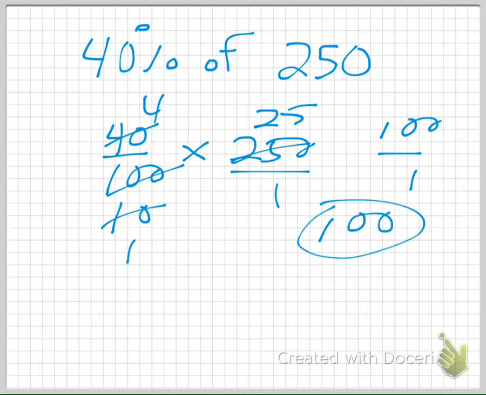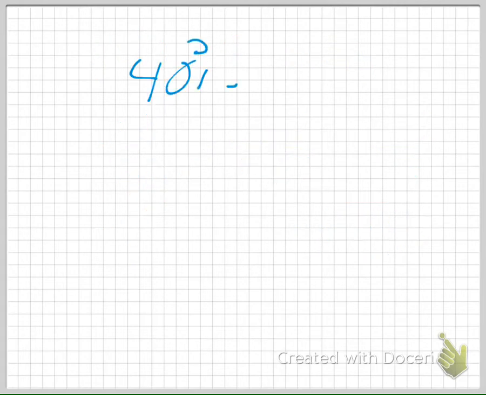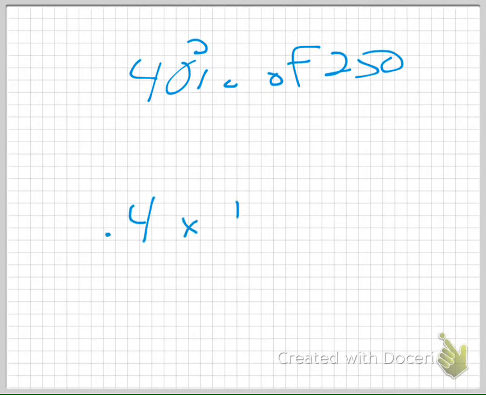How many of you got 100? No? So do you see what I did here? I'm confused as to what the problem is. 40% of 250, right? We decided that? Okay, let's just say you wanted to use a calculator. You'd go 0.4 times 250. You know what that comes out to? 100. What did you guys do wrong?